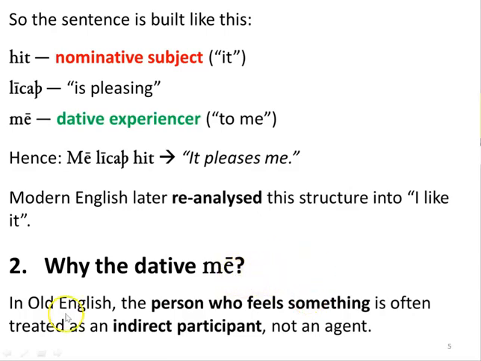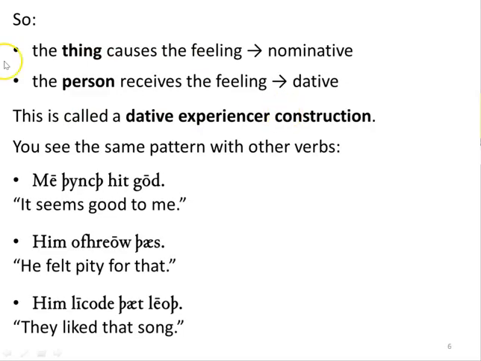Why the dative mē? In Old English, the person who feels something is often treated as an indirect participant, like Sarah receiving the ball that was kicked by John. Sarah is not the agent here, John is. So the thing causing the feeling is nominative, and the person receiving the feeling is dative. This is called a dative experiencer construction. Sorry about the jargon there, but anyway.